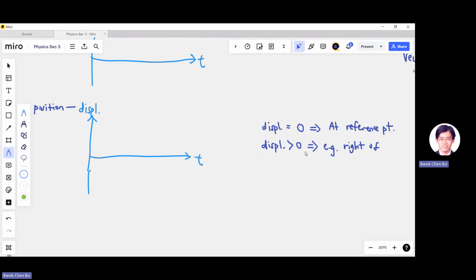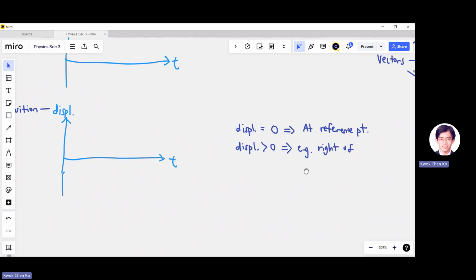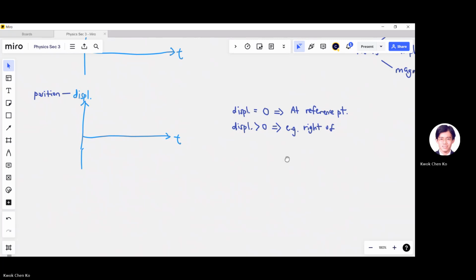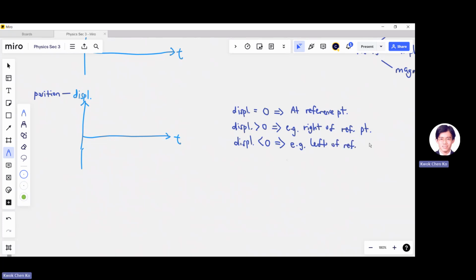Well, if it's positive, you can define it as to the right-hand side of the reference. Okay, right of the reference point. That also means displacement negative means left-hand side. But it can also easily mean positive is up, negative is below. Yeah, that's possible too.